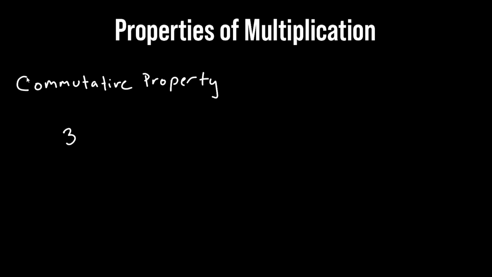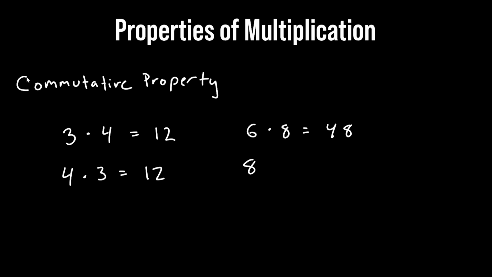This means that 3 times 4, which is 12, is equivalent to 4 times 3, which is also equal to 12. 6 times 8, which is 48, is equivalent to 8 times 6, which is also 48. This is the commutative property.